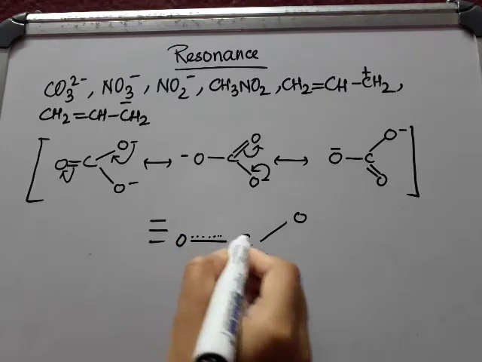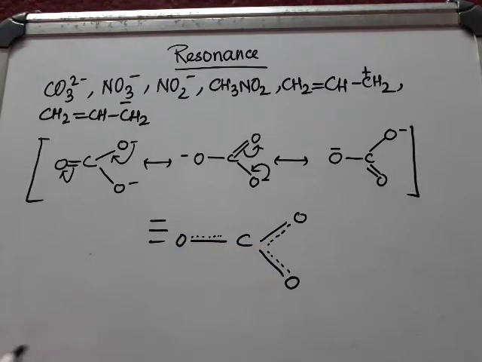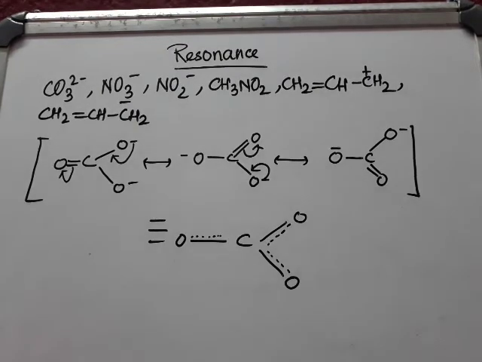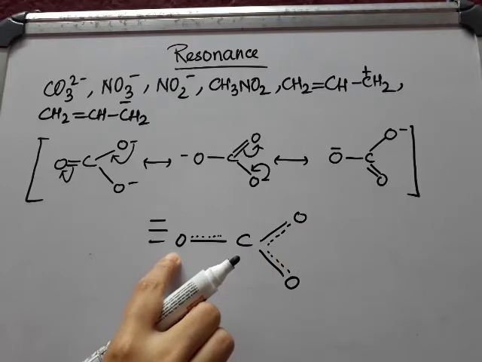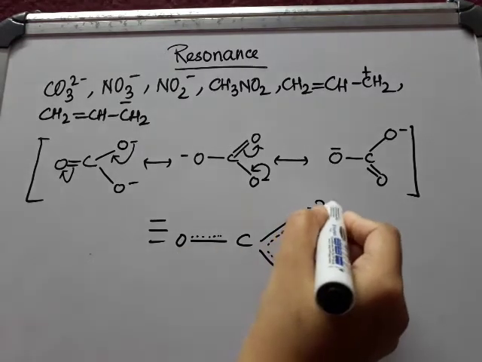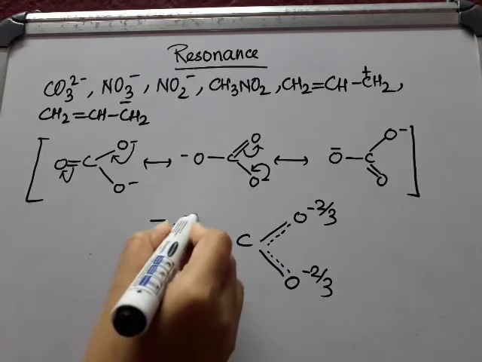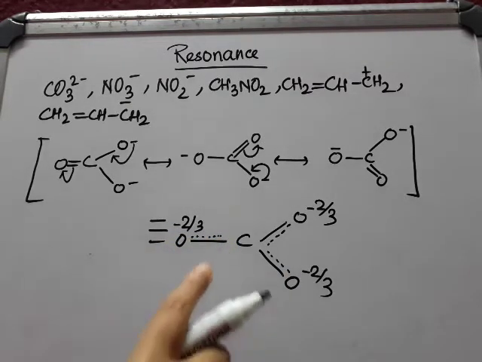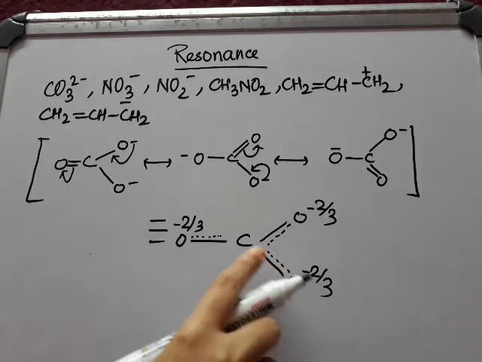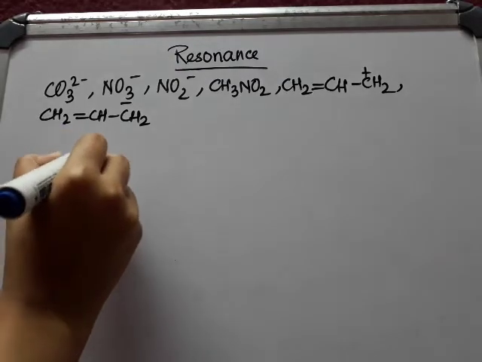Both of them will have a partial double bond character. And 2 units of negative charge are distributed among 3 oxygen atoms. That's why each of them will get minus 2/3 charge. Clear? That's why each of them has the same length. Next is nitrate.